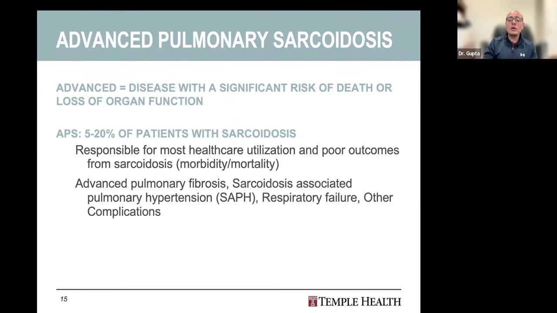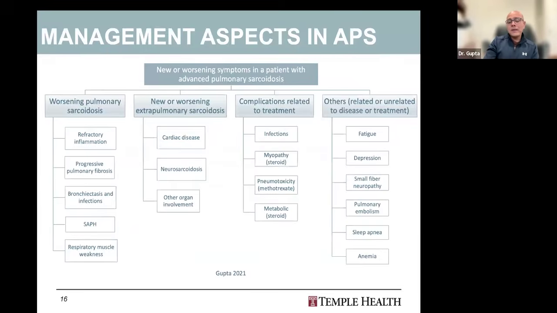What does this term include? When you have advanced fibrosis, pulmonary hypertension associated with sarcoidosis, respiratory failure, or other lung complications due to sarcoidosis. That's what we put in that bucket of advanced pulmonary sarcoidosis. There are some other terms like respiratory refractory sarcoidosis and exacerbations. We're not talking about them, but they are kind of similar, but exacerbation is just disease going up and down.